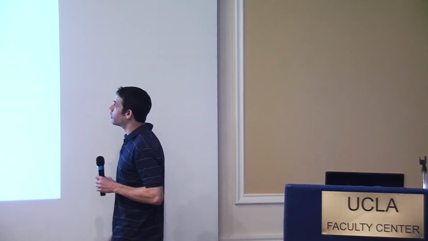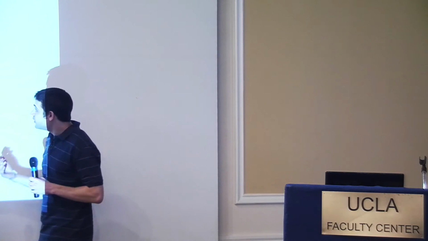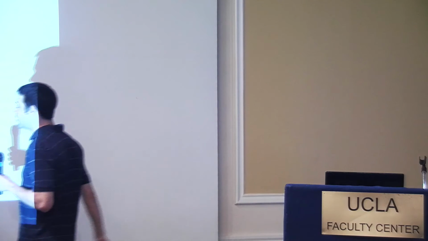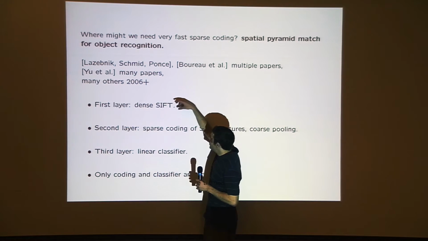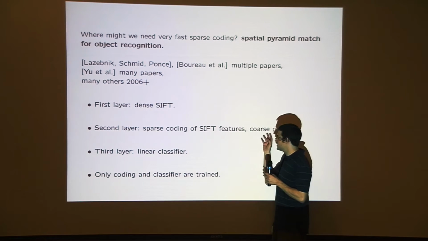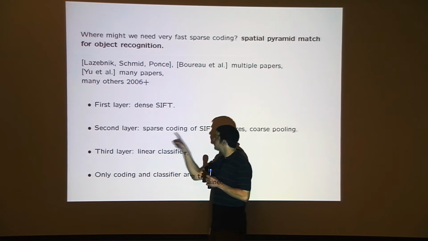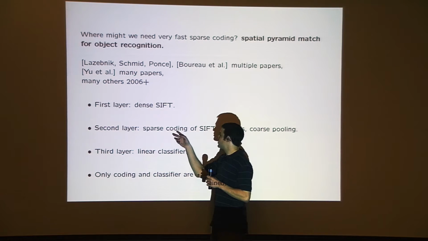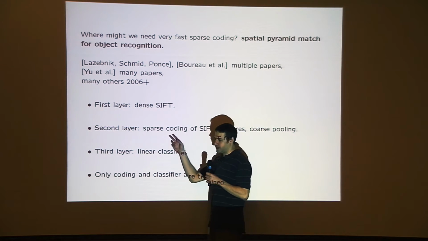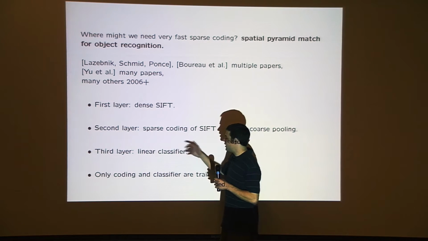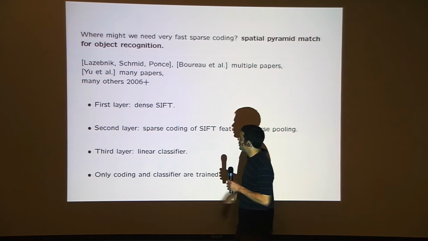So how does the SIFT pyramid work? It's actually very similar to convolutional nets in a lot of ways. It's just that different parts of it aren't trained. It's a multi-level system that has, as its first layer, dense SIFT. Its second layer is sparse coding of SIFT features, and there are lots of choices of exactly which sparse coding you use. There are probably 20 papers on this, and one of the main differences between them is which sparse coding they use in the second layer. The third layer is a linear classifier, and there's pooling in between.